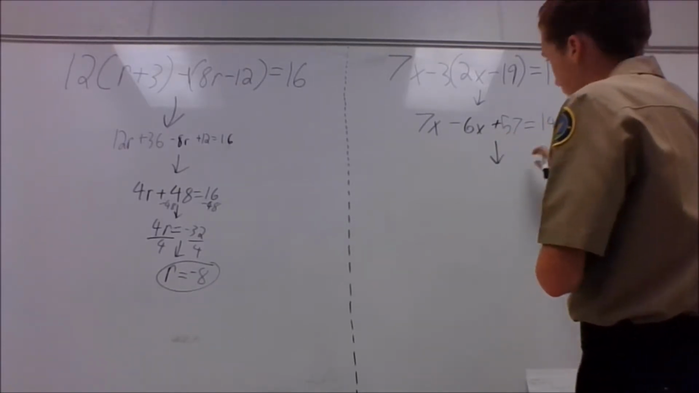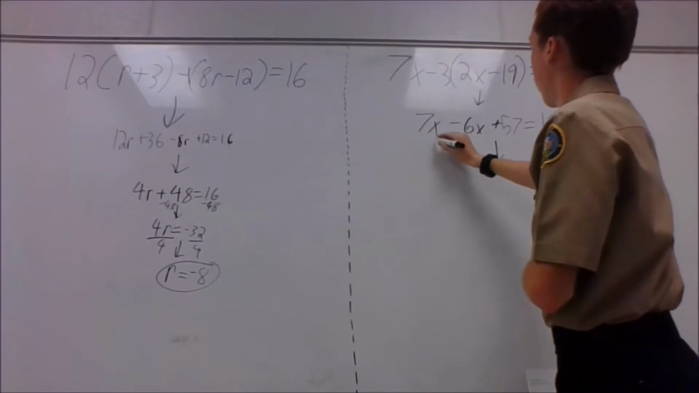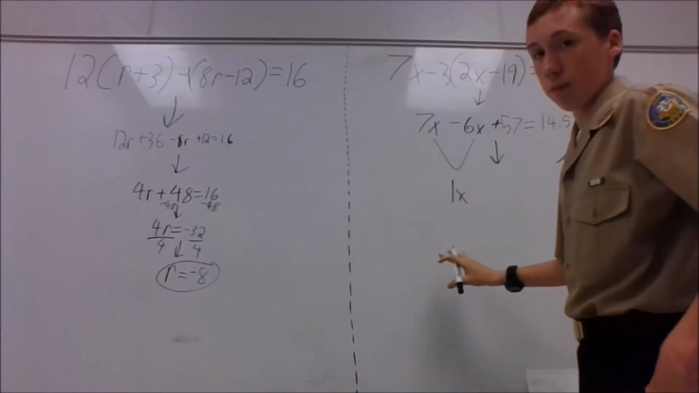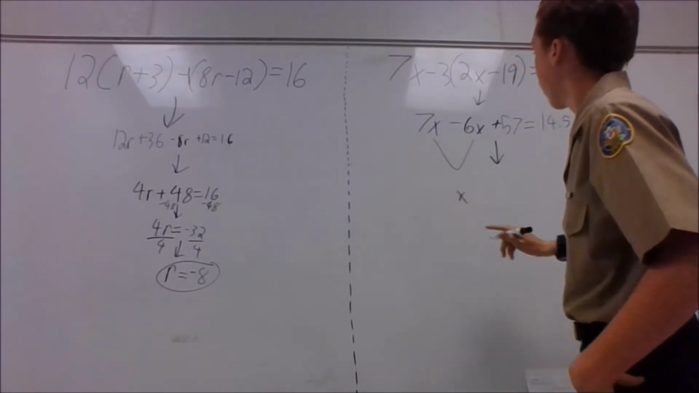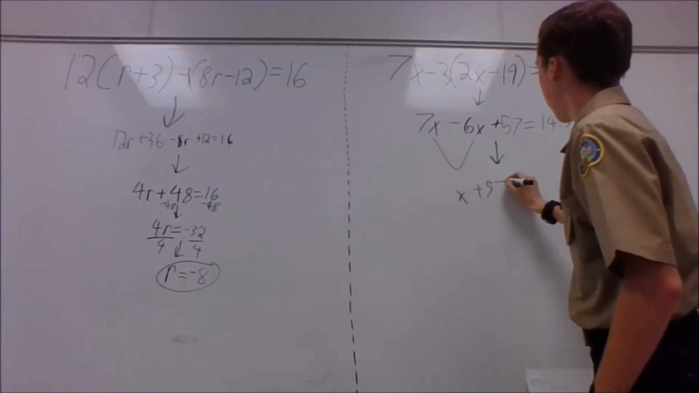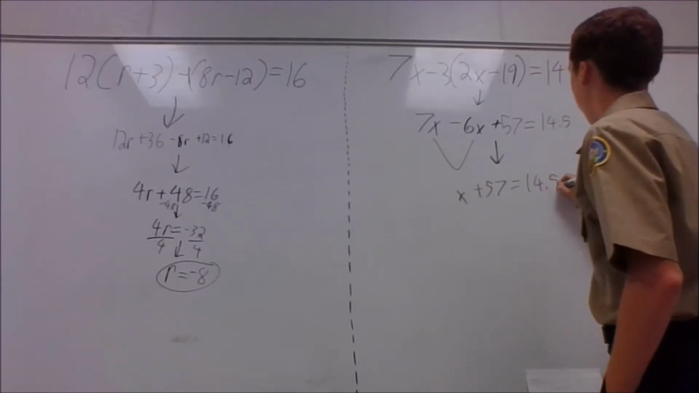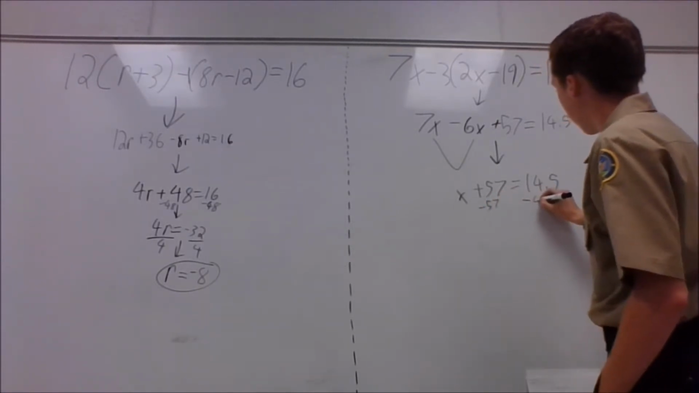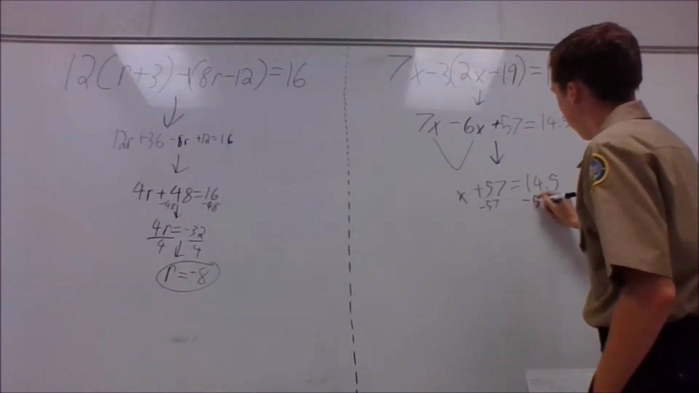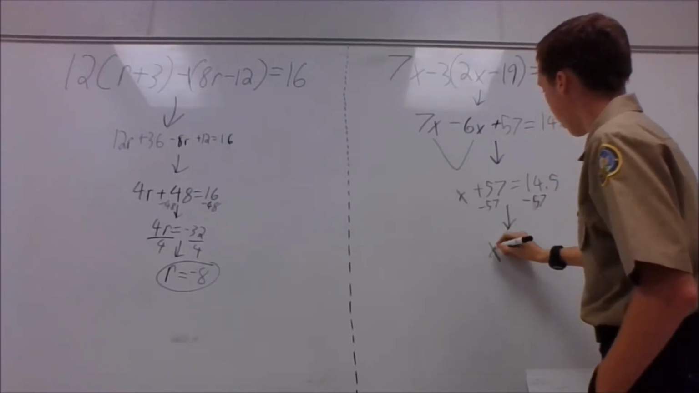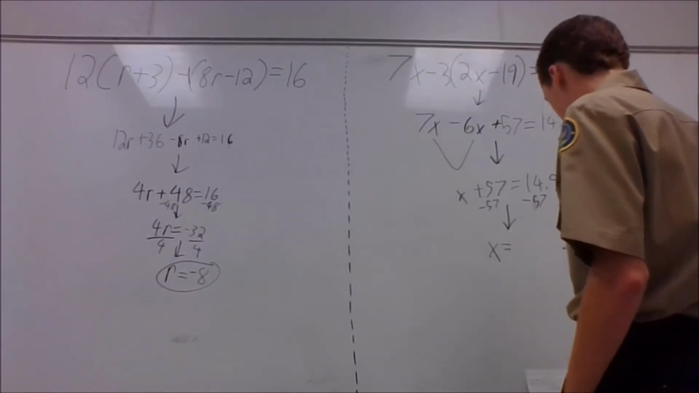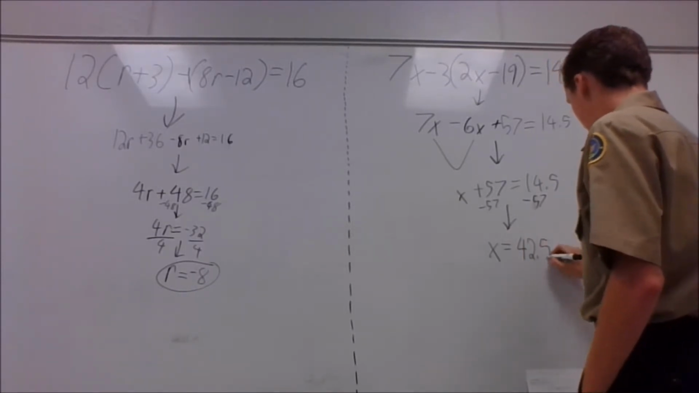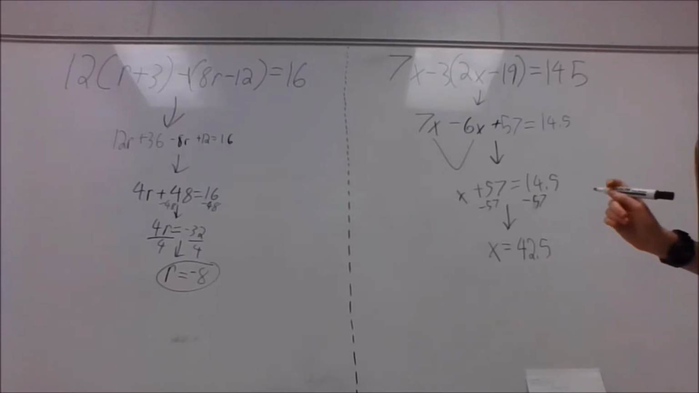So now we have to combine our like terms. 7x minus 6x is going to be 1x, but we don't really put the 1, so it's just going to be an x. Plus 57 equals 14.5. So now we have a two-step equation, so let's go ahead, minus 57, minus 57. Draw our arrow, x equals 42.5, I think. Let me check.